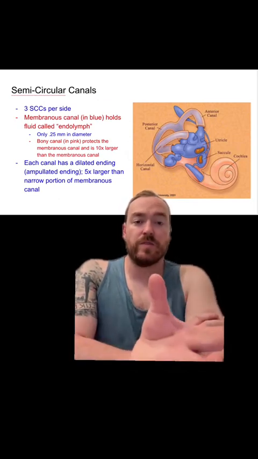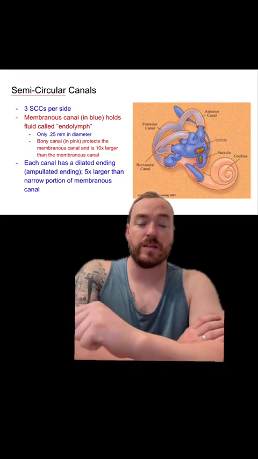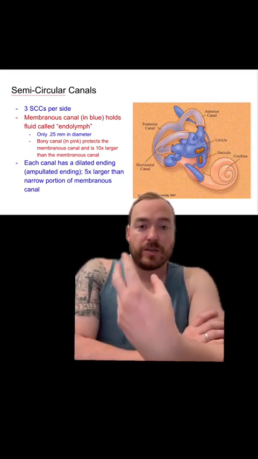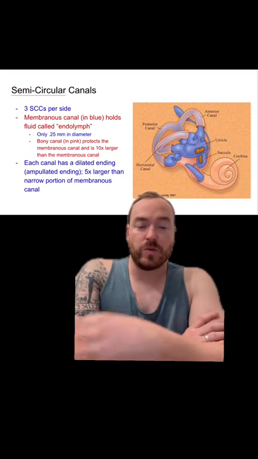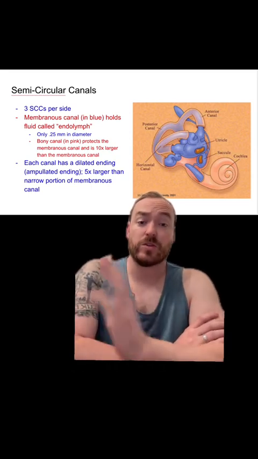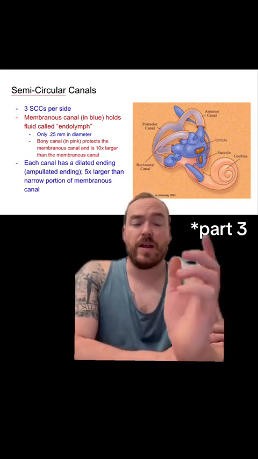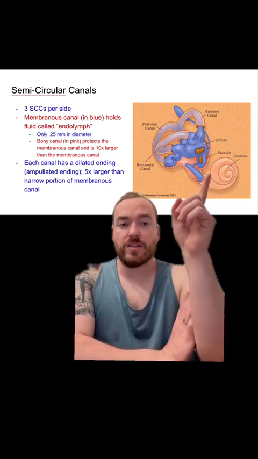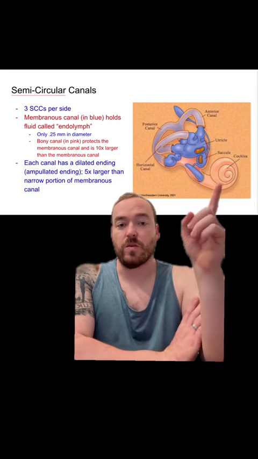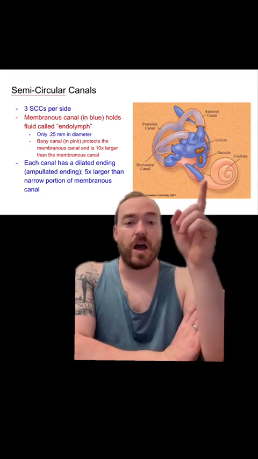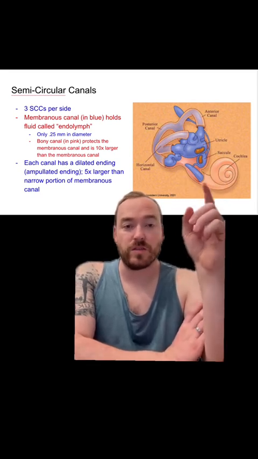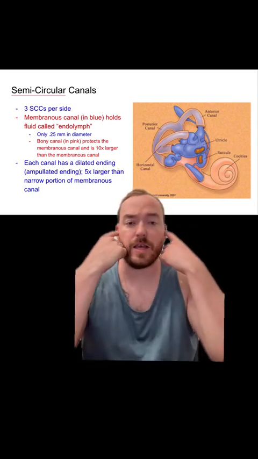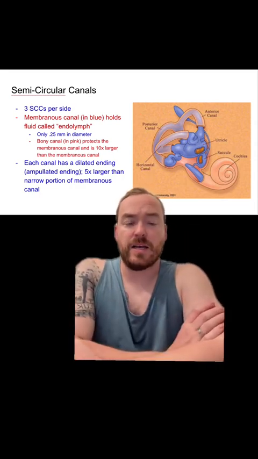When it comes to the vestibular side of the labyrinth, you basically have two sections. You've got your otolithic organs, which are your utricle and your saccule, which I'll talk about in part 2, and then you've got your semicircular canals. You also have the cochlea, but this is responsible for audition or hearing, and so it's not part of the vestibular system.